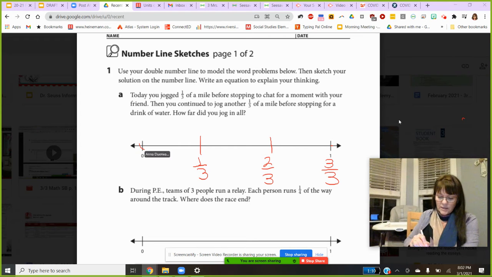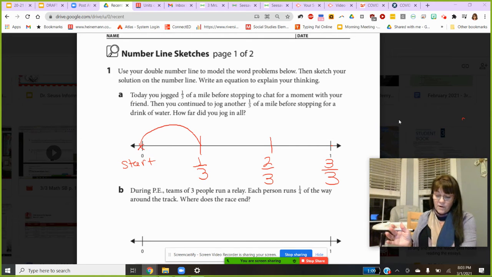So if I start here, this is going to be our start, and I jogged 1/3 of a mile before stopping to chat for a moment with my friend, and then I continued to jog another 1/3 of a mile before stopping for a drink of water. How far did I jog in all? So right here is where I stopped.